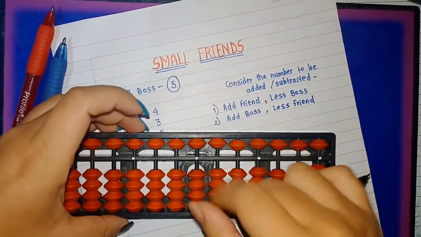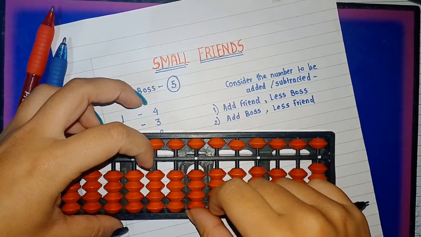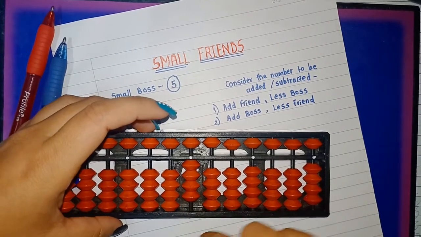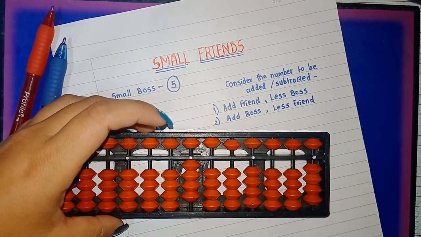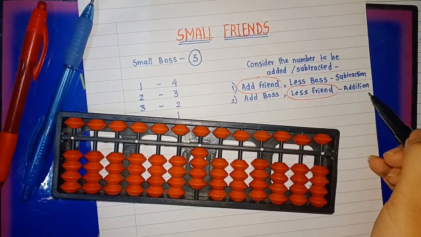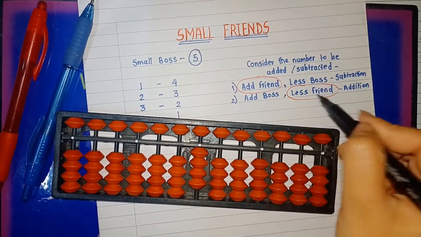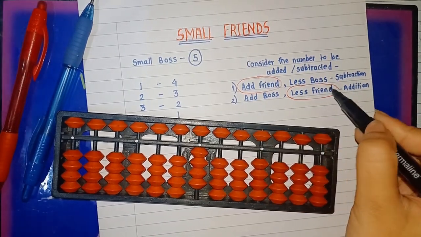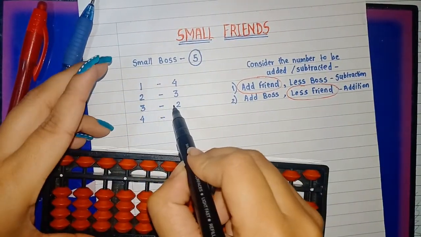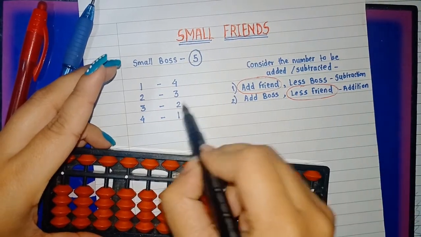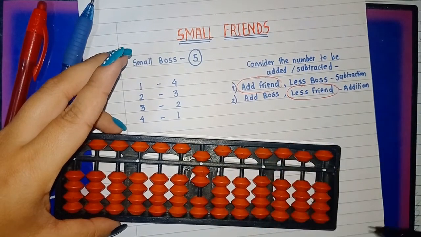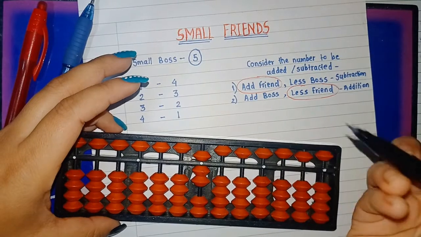So imagine that suppose here 4 is present on the Abacus. 4 is already there. 1, 2, 3, 4, right? And we have to add 3 in it. So how can we add? We want to perform addition. So we will follow this rule, second rule, that is add boss, less friend. 3's friend is 2. So we will less 2 and add a boss, that is 5. Here is our answer. 4 plus 3 is 7.